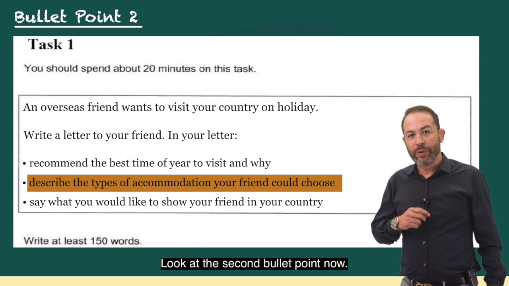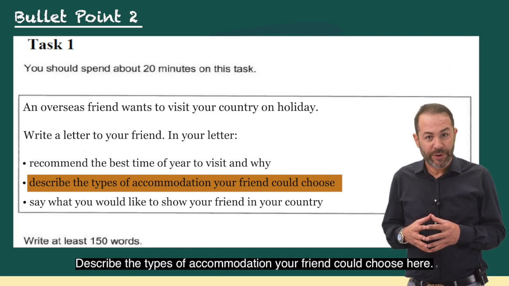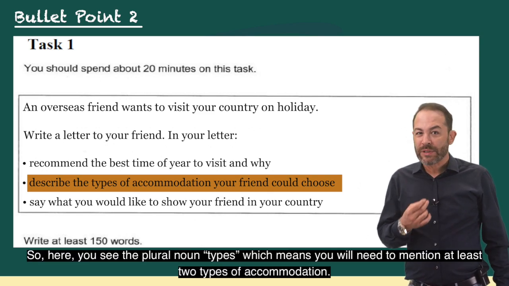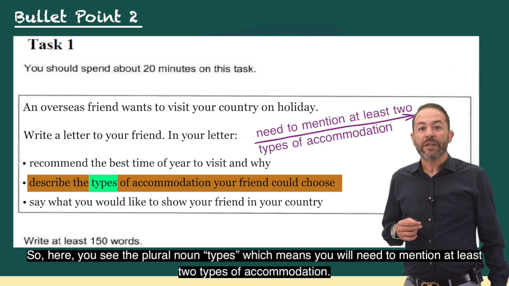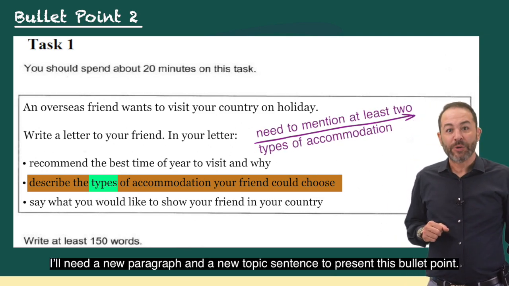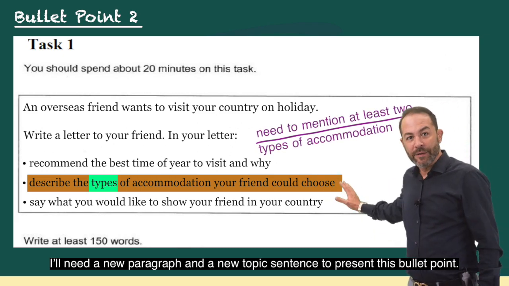Look at the second bullet point now. Describe the types of accommodation your friend could choose here. So here you see the plural noun types, which means you will need to mention at least 2 types of accommodation. I'll need a new paragraph and a new topic sentence to present this bullet point.